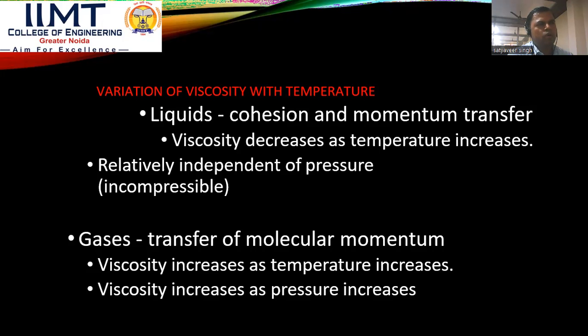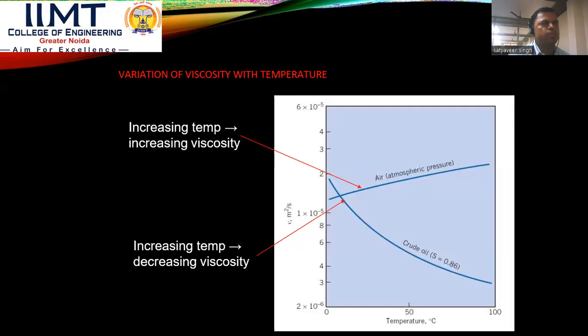Now we have to understand graphically how temperature variation affects viscosity. This is a graph where we have taken temperature on the x-axis and kinematic viscosity on the y-axis. On the x-axis we have temperatures of 0, 50, and 100 degree centigrade, and on the y-axis kinematic viscosity, whose unit is meter square per second. We have to understand the variation of viscosity with temperature graphically in a very simple way. This is a downward curve, which indicates the effect of increasing the temperature of crude oil, which we have taken in this case.